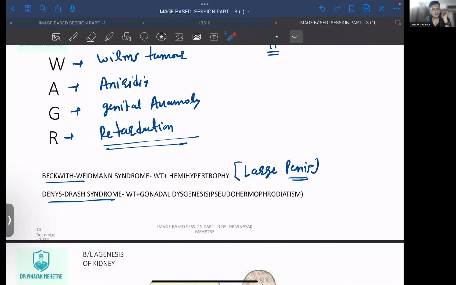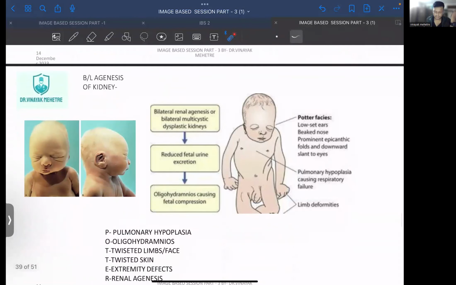And the second one, Denys-Drash. Remember it like this: Dennis ka chota. The reason: gonadal dysgenesis. The size of gonads will be less, right? So Dennis ka chota, and if you have weed, size will increase. Okay, this is the hint. This is how you have to remember, this is how to catch it in the exam too. You don't have to mug up everything, I am tired of saying this.